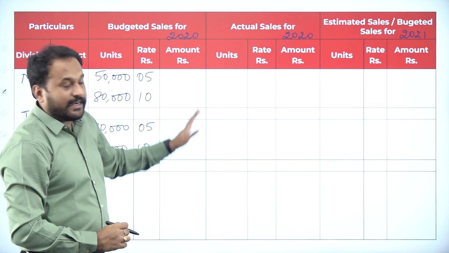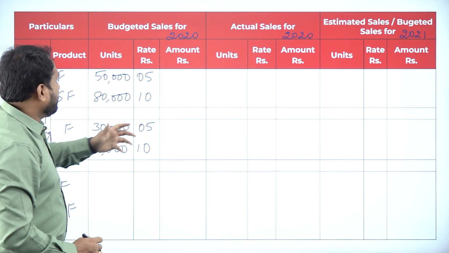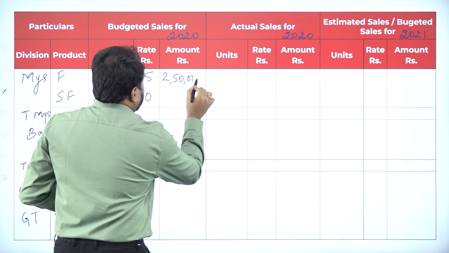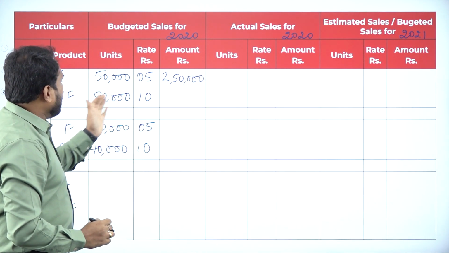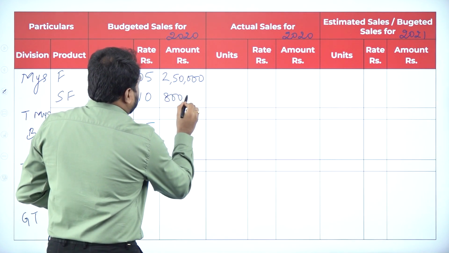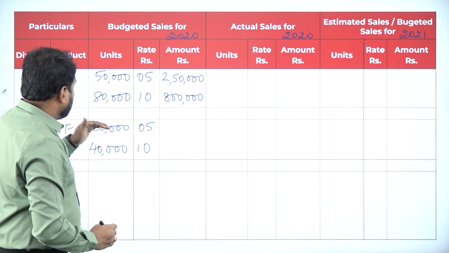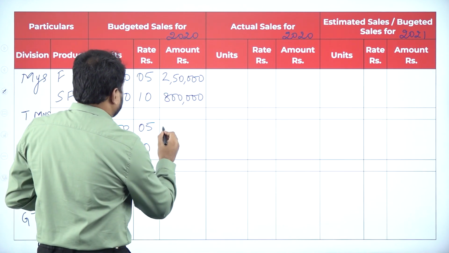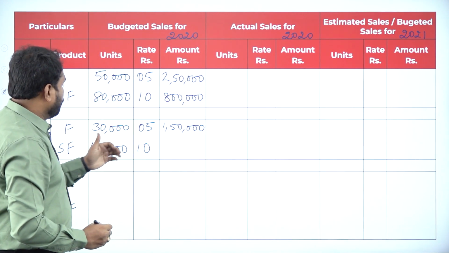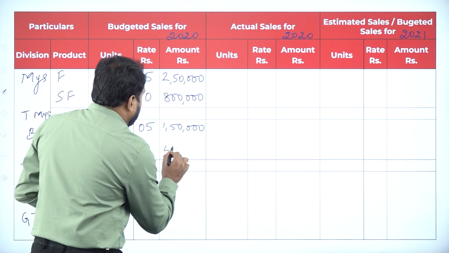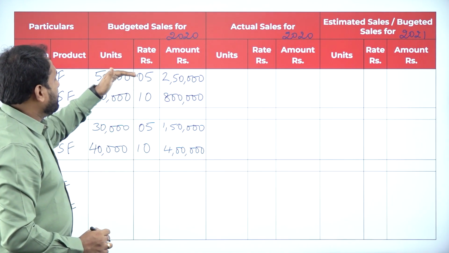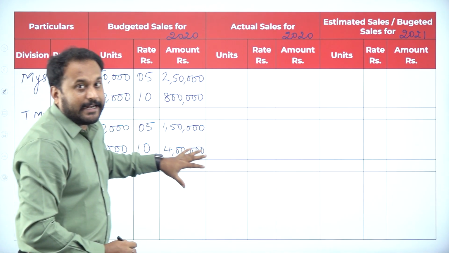If you multiply, you get the amount. So 5 5s are 25, so 2,50,000. Now 8 and 10 is 8 lakh. So we get here 8 lakh. Now here 3 5s are 15, so 1,50,000. And here 4 and 10 is 4 lakh. So we got our budgeted figures of Mysore and Bangalore.